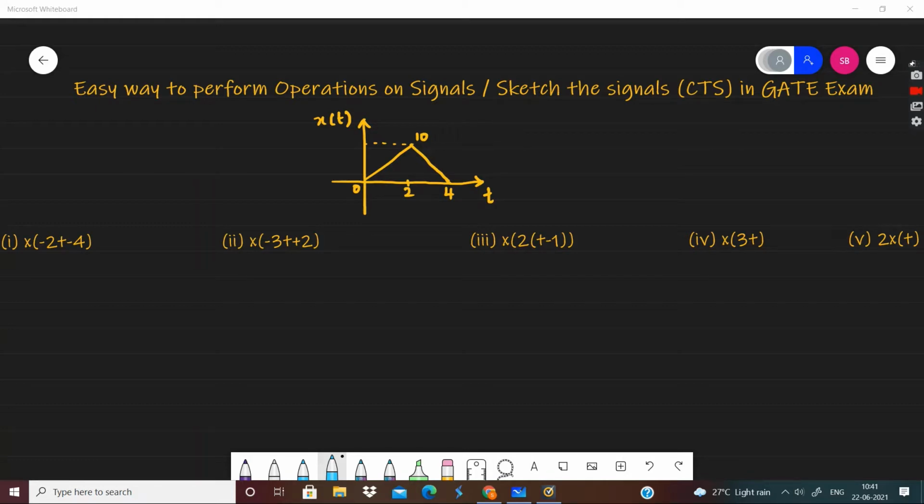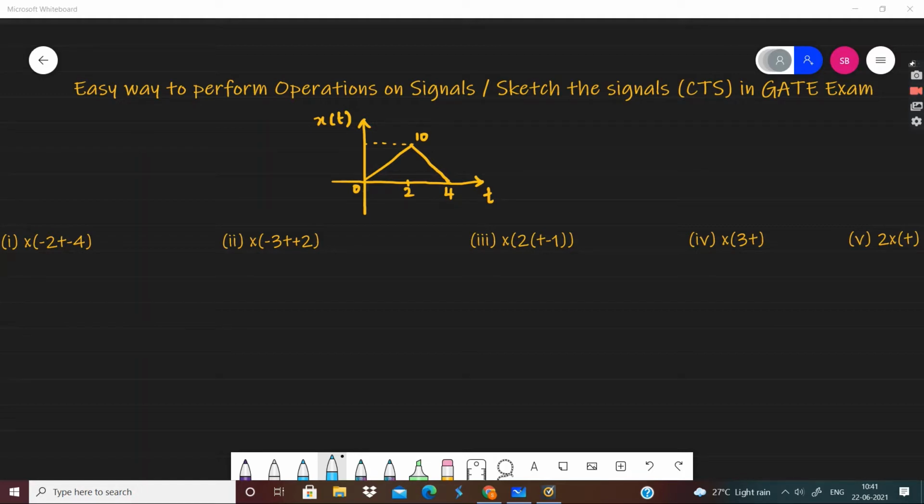Hello viewers, in this video we will be seeing how we can easily solve the operations on signals as well as how we can sketch the signals in terms of a CTS type, that is continuous time signal type, especially in GATE exam or competitive exams. This is the signal given, x of t with reference to t, where the signal is defined in terms of a triangular shape. So 0 to 4 time interval is given.